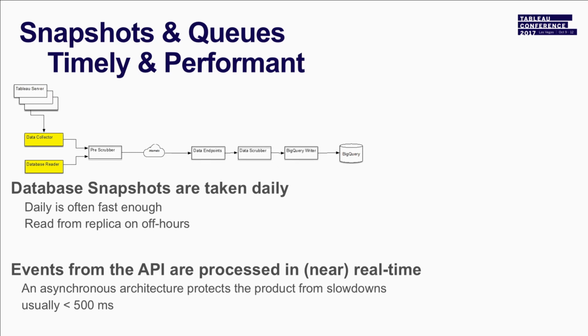The event stream API, this was a bit of a different problem because it exists in line with user code, as I said. So we ended up making that asynchronous in a number of ways. As the events are logged on Tableau server, they go into a queue, and then control is returned to the user function. And then they get sent to this pre-scrubber, which also queues them before they go over to the internet. And also the data endpoint queues them before it gets pushed through the pipeline in case the pipeline is slow. Even with all of these queues, you still get the data in less than half a second.